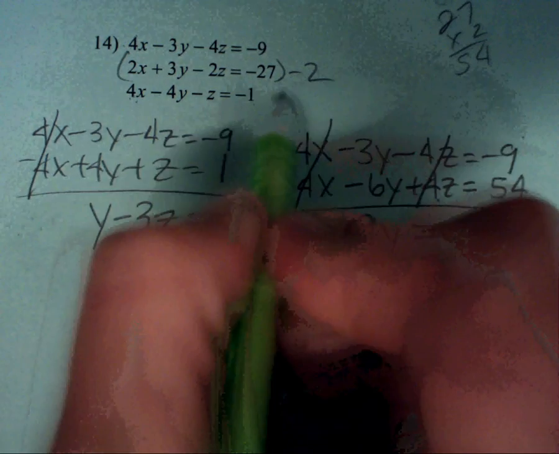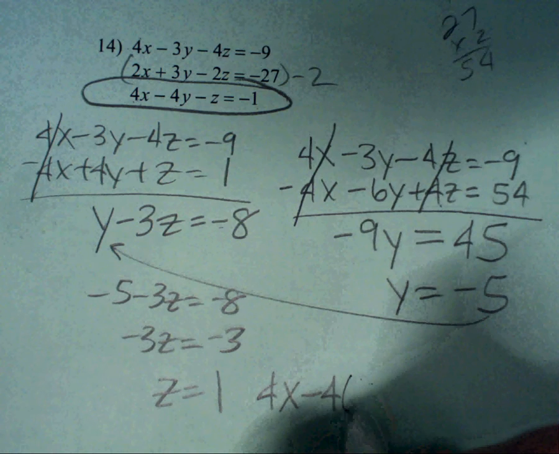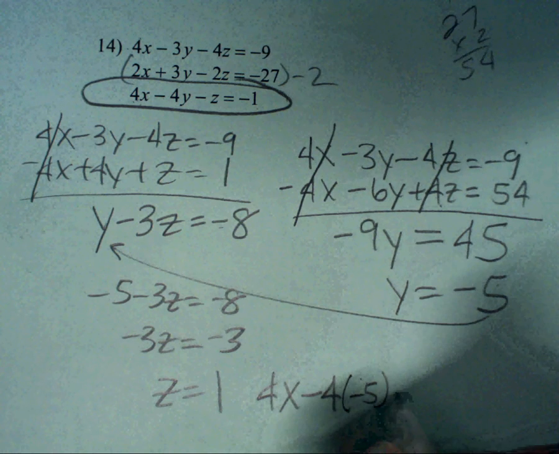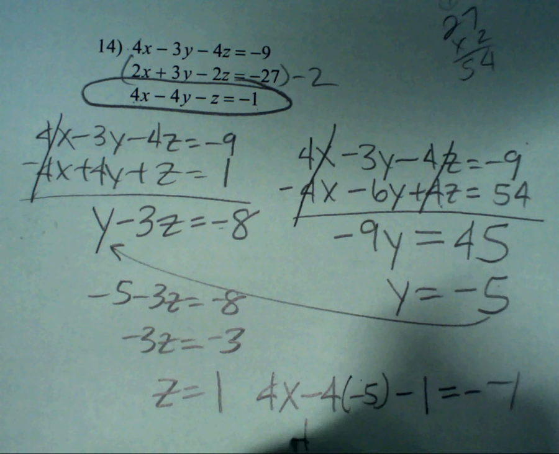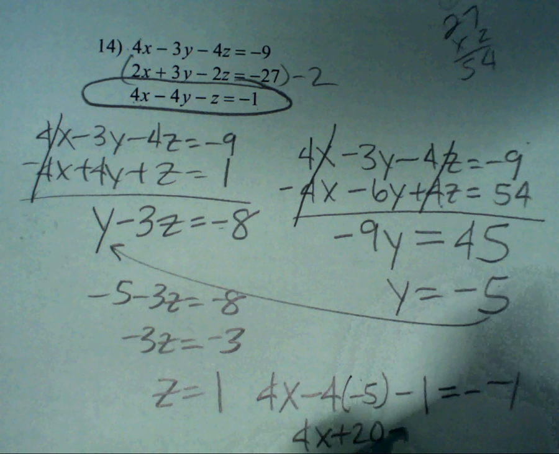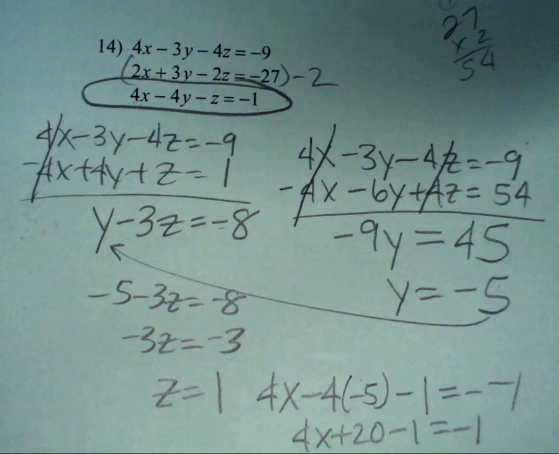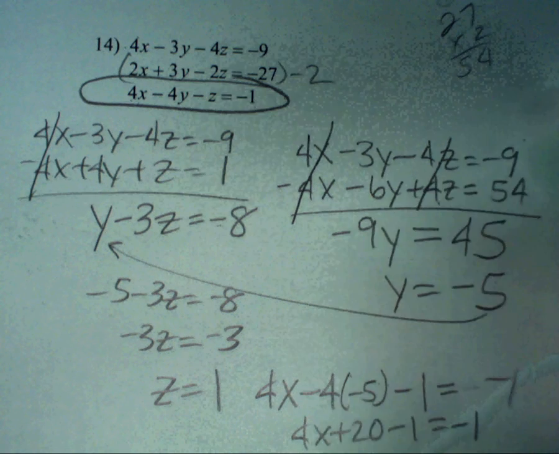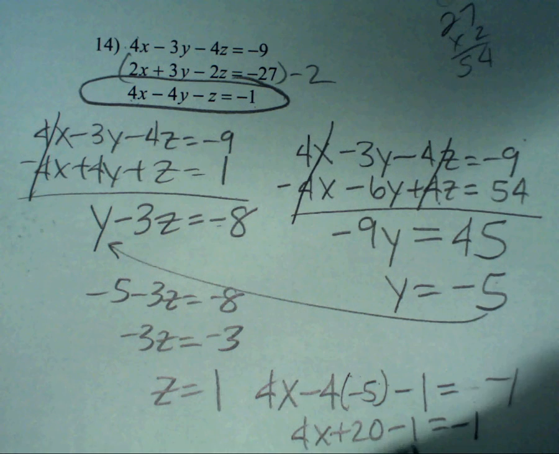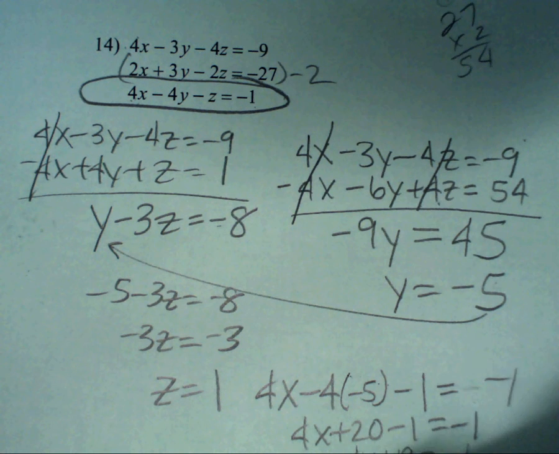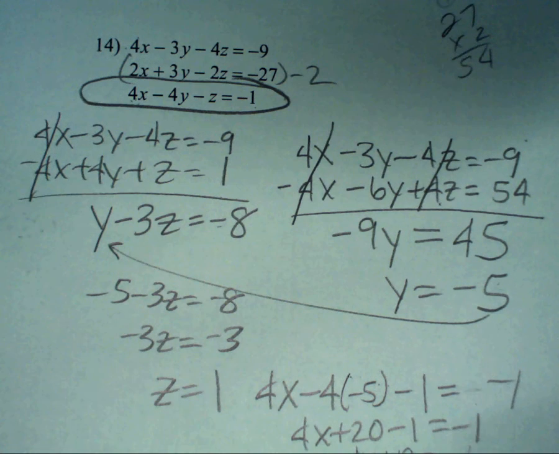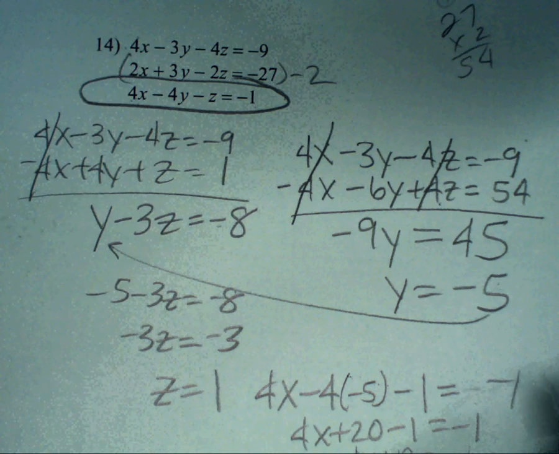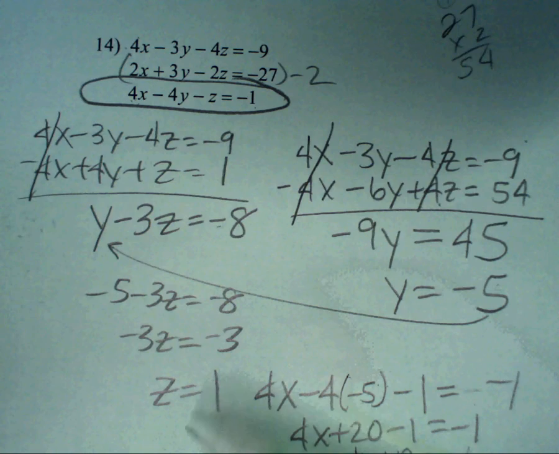And then you can take this and plug it into, I like the bottom equation maybe? So I need 4x minus 4, plugging it in here, times negative 5 minus 1 equals negative 1. 4x plus 20 minus 1 equals negative 1. Wow, I have 2 minuses here. 19. 4x plus 19 equals negative 1. 4x equals negative, oh gosh. I've messed up.